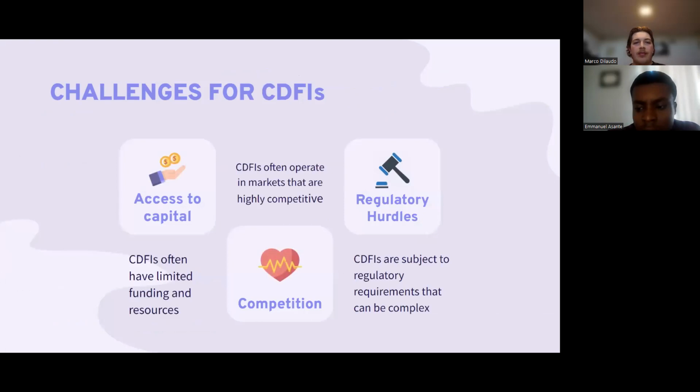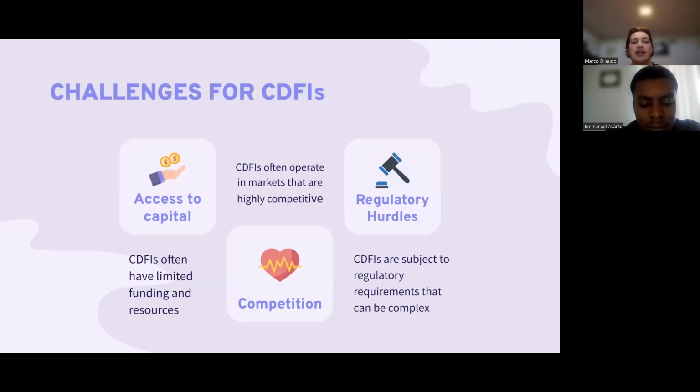All right, so one of the primary challenges faced by CDFIs is access to capital. Unlike traditional financial institutions, CDFIs do not have access to large amounts of capital from depositors, investors, or government sources. This can limit their ability to make loans and provide other financial services. Moreover, raising sufficient capital can be difficult for CDFIs due to their size and lack of resources as well.